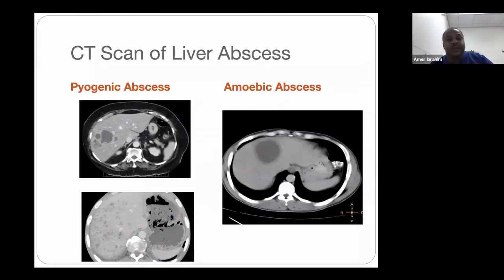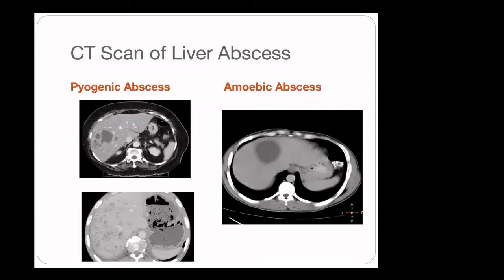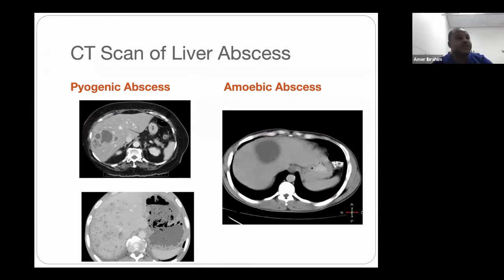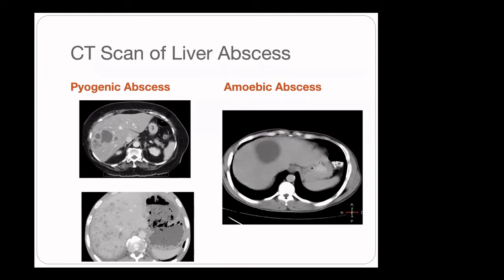This is the picture where you can easily diagnose the abscess on the CT scan. You will see multiple hypodense fluid collections present in one lobe, which most of the time is the right lobe of the liver.